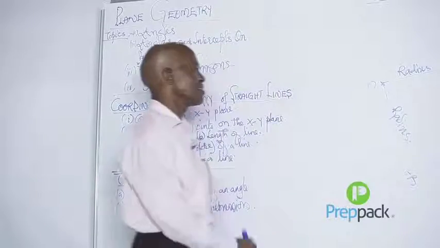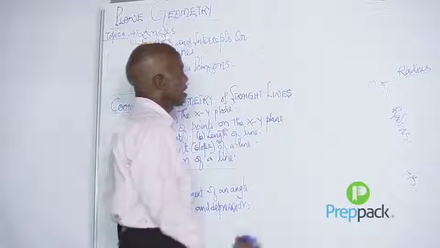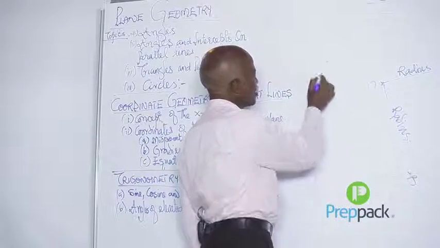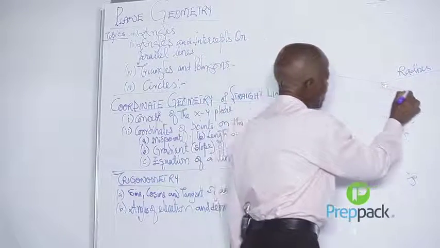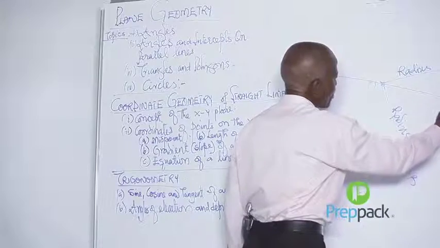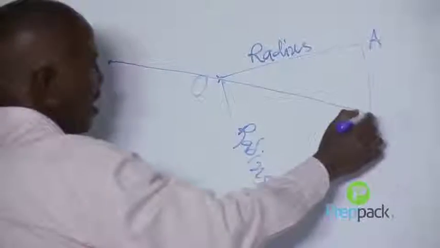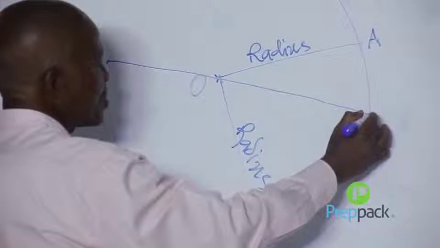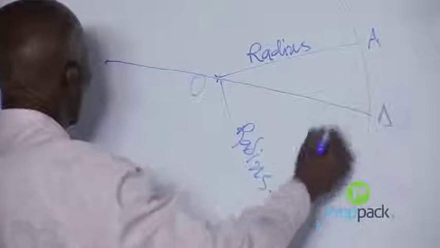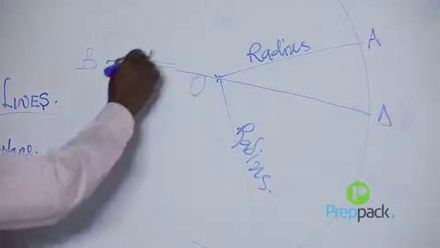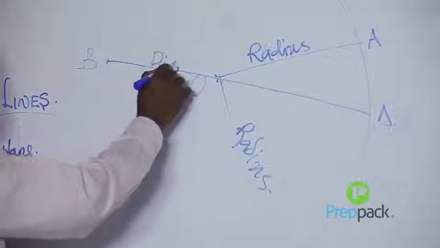So if I pick a point on the path traced out, draw a line passing through the center onto another point on the path traced out, then that is BOD. That line is what I refer to as the diameter.